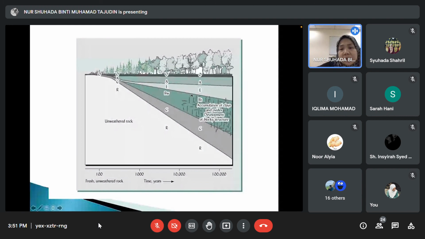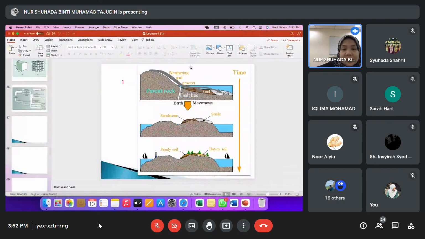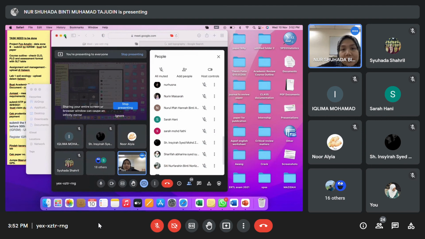So these are some of the examples. From the parent, from time to time it develops here, because of the movement and the changes of the topography, time. As I mentioned, it is interrelated. So that finishes our lecture today. I went quickly because I want to do the lab.